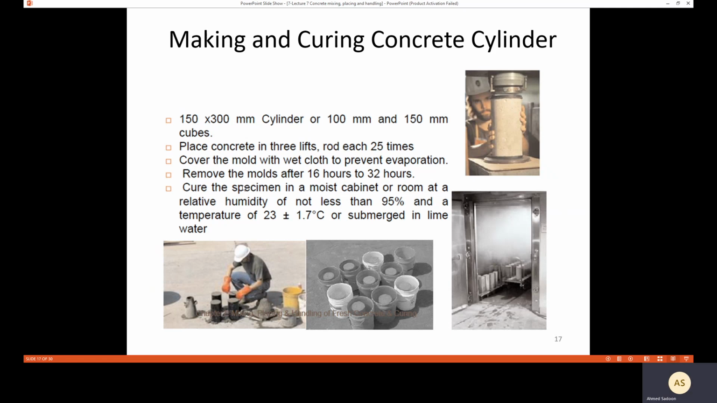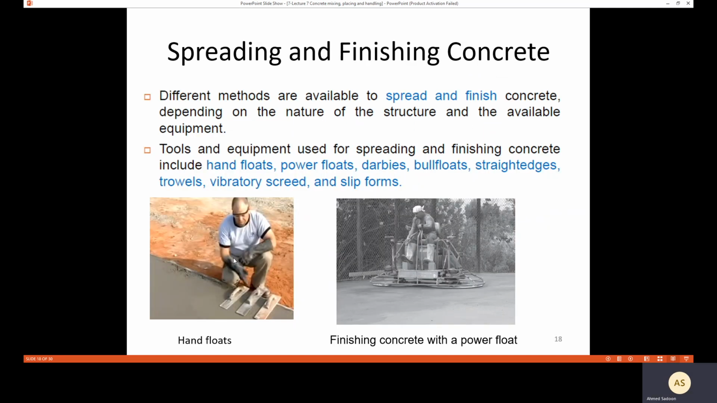You should cure the specimen in a moist cabinet or room at a relative humidity of not less than 95% and a temperature of 23 plus or minus 1.7 degrees Celsius, or submerged in lime water to finish the curing process. So I'm going to stop here.